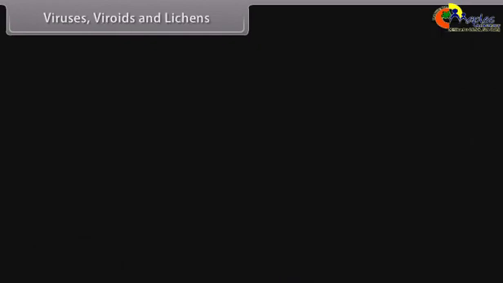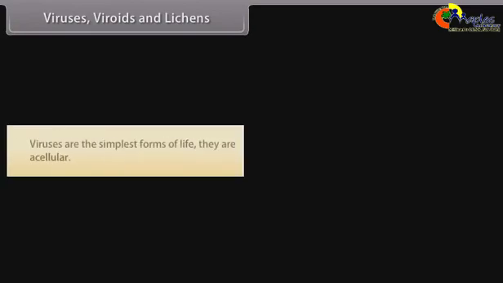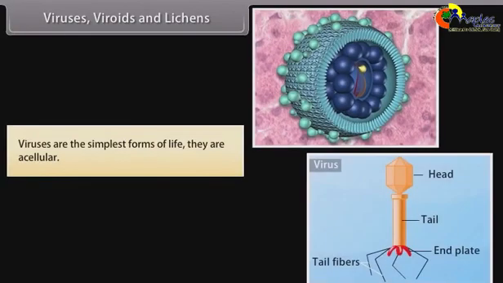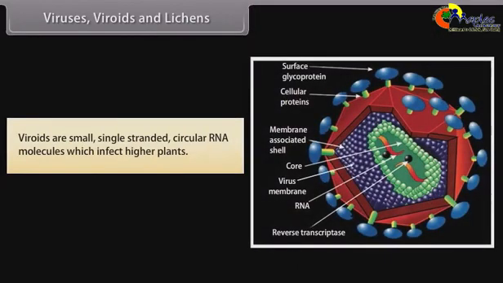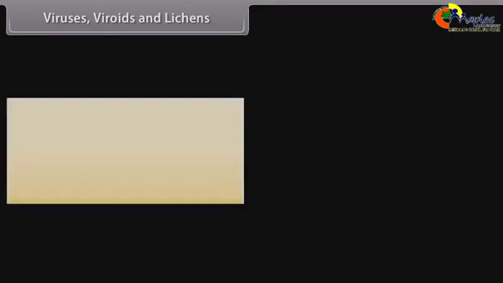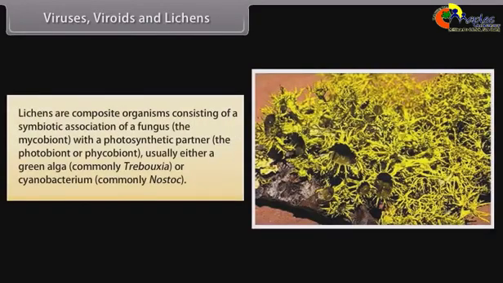Viruses, viroids and lichens. Viruses are the simplest forms of life. They are acellular. Viroids are small single-stranded circular RNA molecules which infect higher plants. Lichens are composite organisms consisting of a symbiotic association of a fungus, the mycobiont, with a photosynthetic partner, the photobiont or phycobiont, usually either a green algae, commonly Trebouxia, or Cyanobacterium, commonly Nostoc.